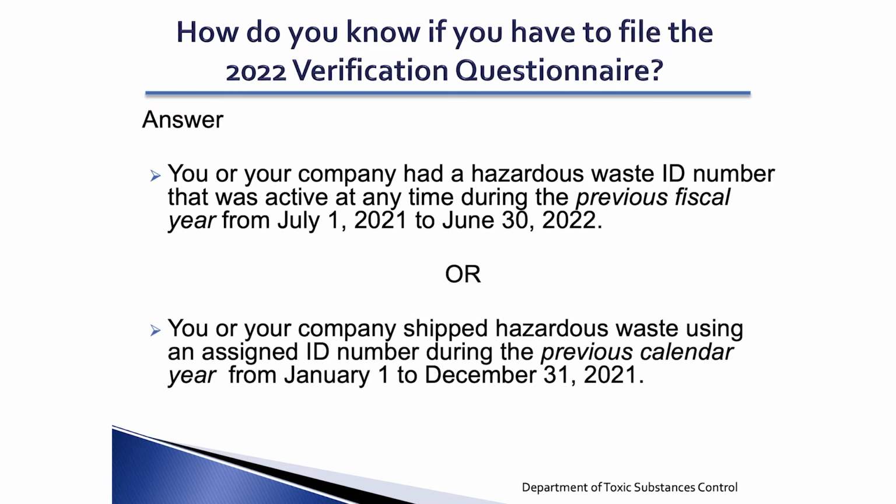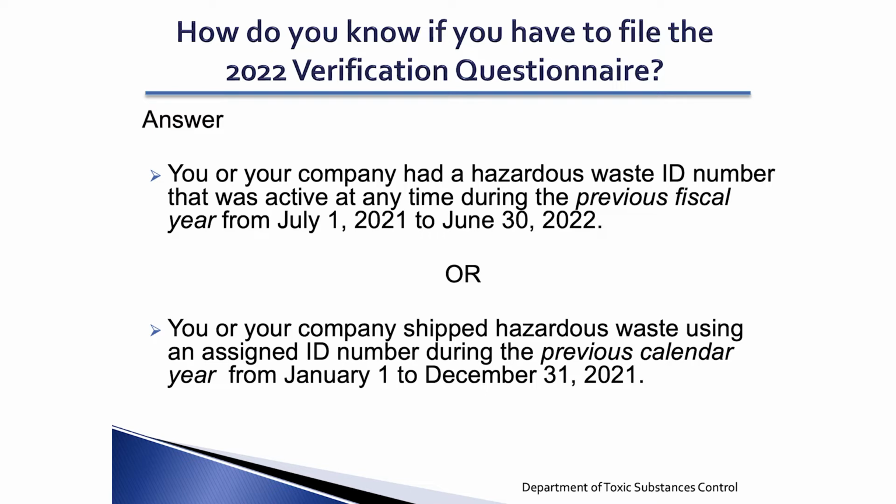Or you or your company shipped hazardous waste using an assigned hazardous waste ID number during the 2021 calendar year, from January 1st through December 31st, 2021. If you meet either one of these requirements, then you'll need to file the 2022 verification questionnaire.